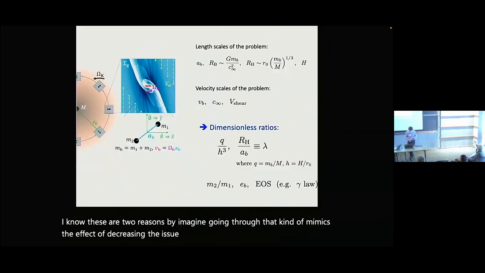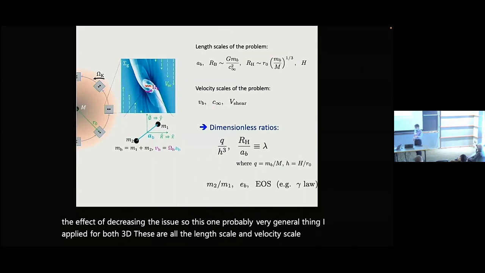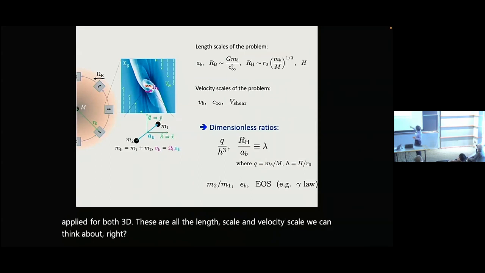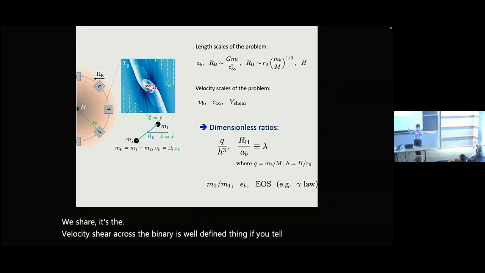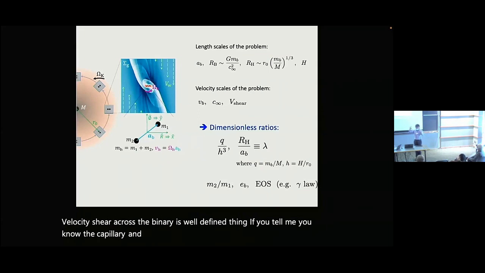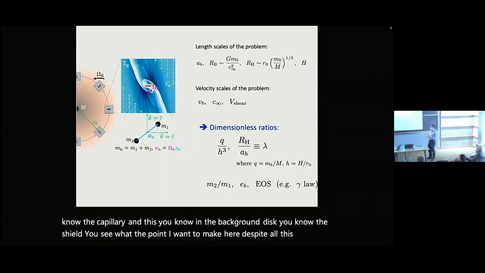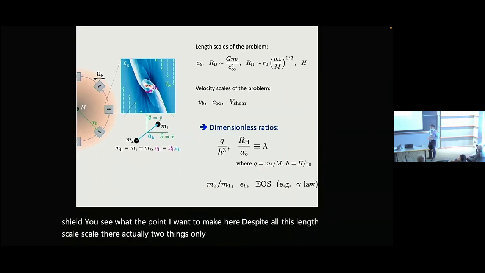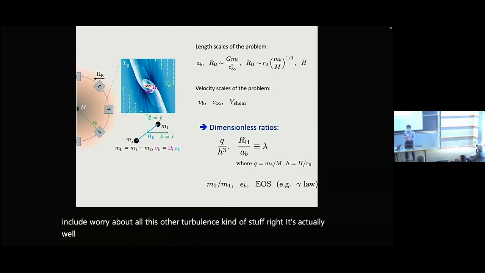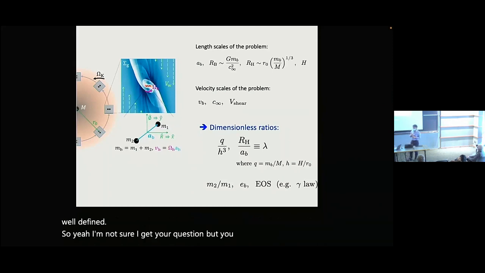Yeah, so when I'm talking about a very general thing, I apply it for 3D too. These are all the length scales and the velocity scales we can think about, right? V shear is the velocity shear across the binary. It's a well-defined thing. If you tell me the Keplerian disk, the background disk, the shear of this thing. The point I want to make here is that despite all these length scales and velocity scales, actually only two things matter. So I should simplify the problem, at least when you don't worry about all this other turbulence kind of stuff, right? And it's actually well defined. So I'm not sure I get your question, but we can talk.